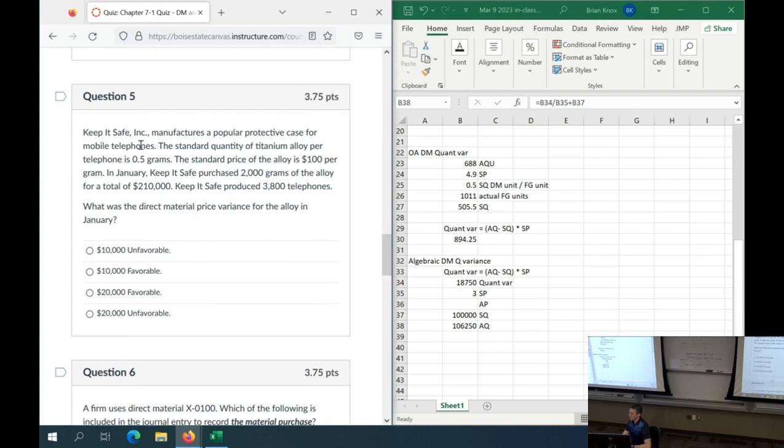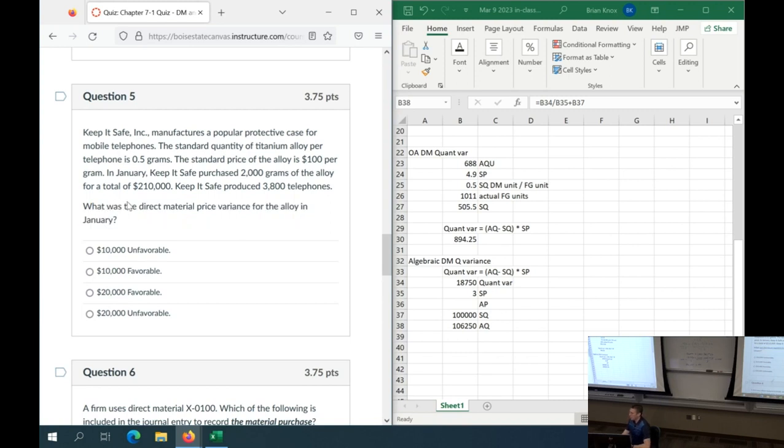All right, Keep It Safe Incorporated manufactures a popular protective case for mobile phones. The standard quantity of titanium alloy per telephone is 0.5 grams. Wow, titanium protective case, that's intense. The standard price of the alloy is $100 per gram. In January, Keep It Safe purchased 2,000 grams of the alloy for a total of $210,000. Keep It Safe produced 3,800 telephones. What was the direct materials price variance for the alloy in January?